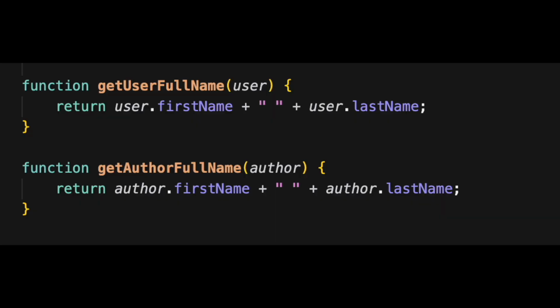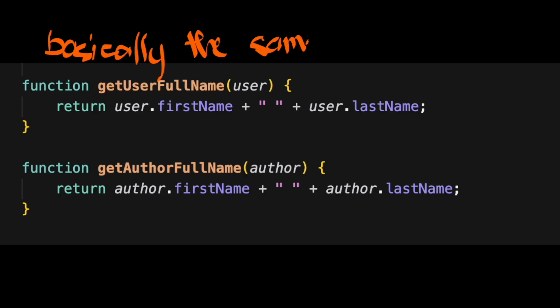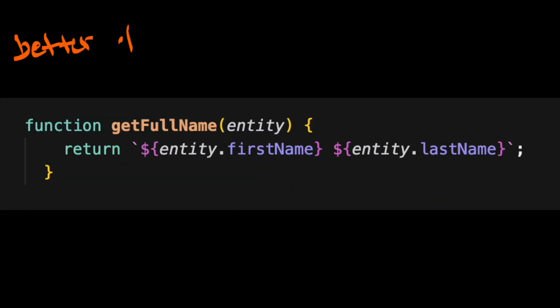So do not copy or paste. Instead, create a reusable function. The DRY principle means don't repeat yourself. So if you find yourself copying code, refactor it into a reusable function or module. This is somewhat related to functions.